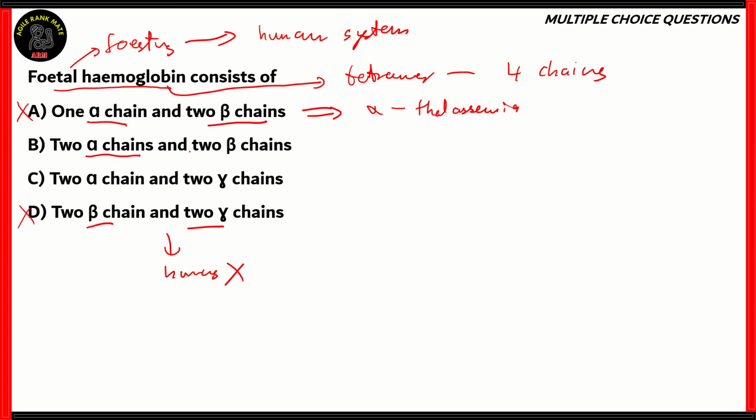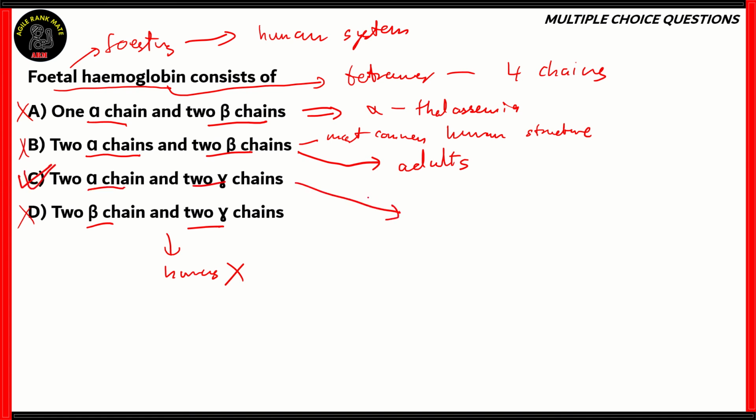Option B, 2 alpha and 2 beta chains. Now this is the most common human structure for hemoglobin. However, 2 alpha and 2 beta chains are found in adults, and not in a fetus. So therefore option B is incorrect. The right answer is option C, 2 alpha and 2 gamma chains.